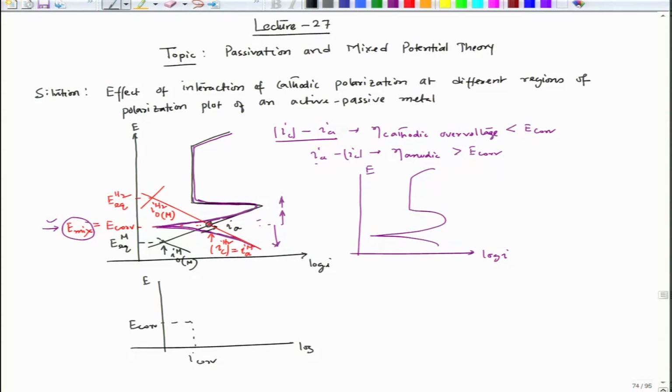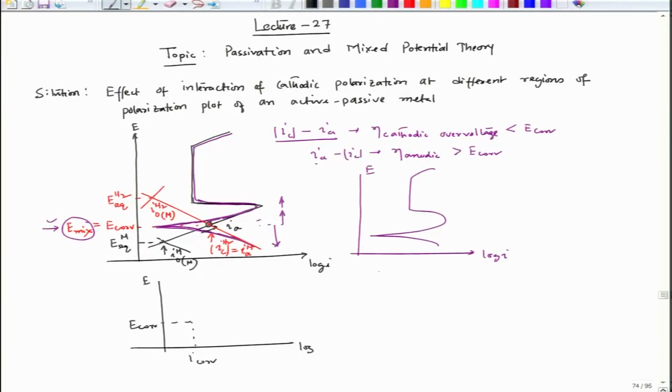Now, this is similar to the polarization between two active sides of the cathodic and anodic polarization, as we have seen previously when we talked about the interaction of active zones of two polarization plots, that is cathodic and anodic. But the situation would be different if we have a kind of intersection when we have a situation like this.